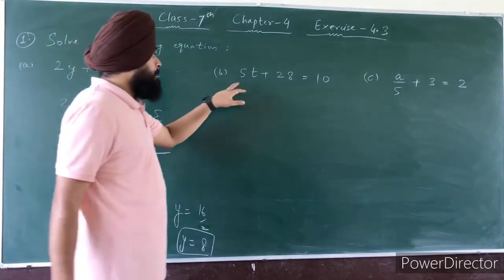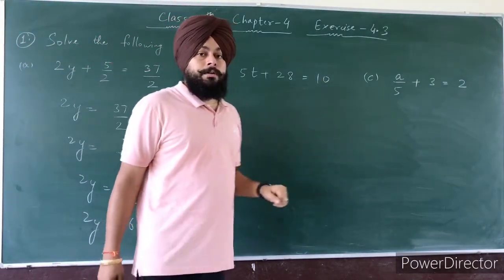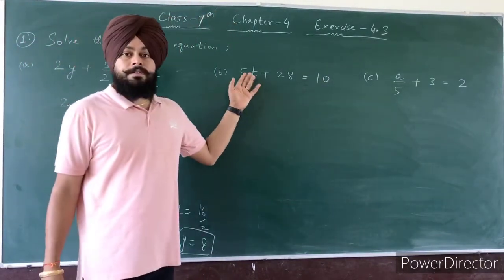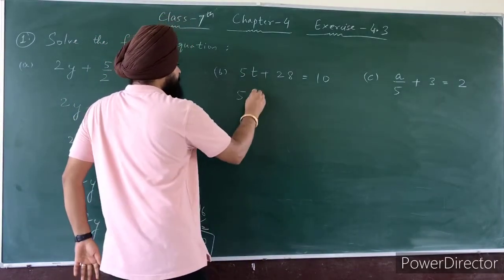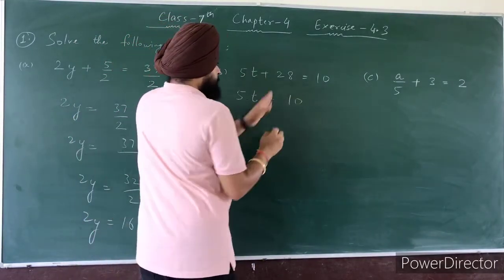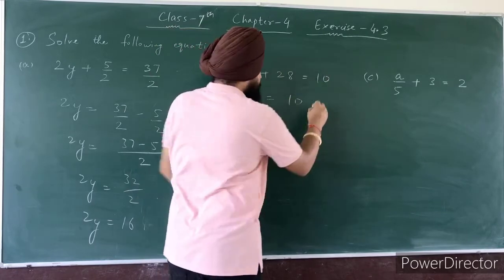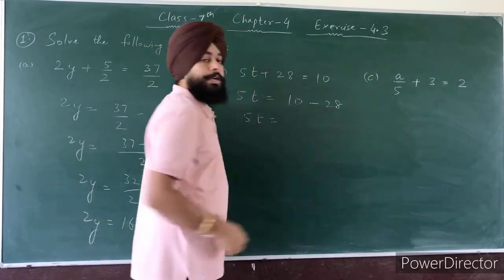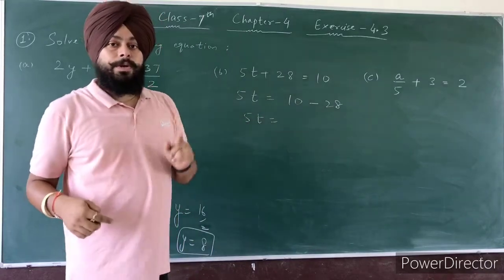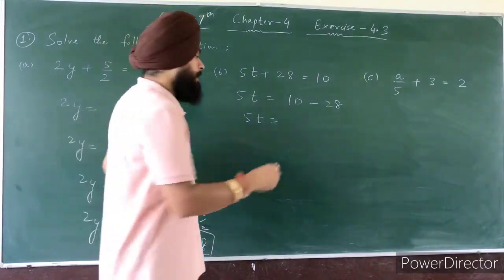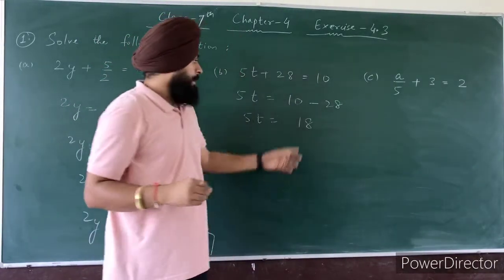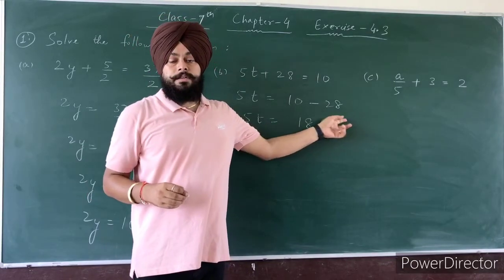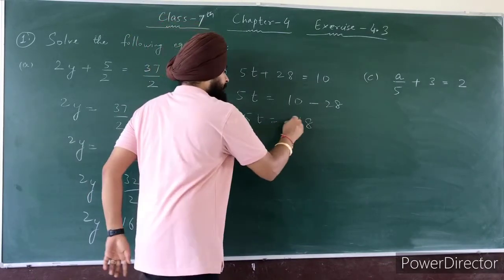The second B part is 5t plus 28 is equal to 10. So in this equation, the variable is t. So again separate the variables and the constants. So take this 28 on the right hand side, it becomes minus 28, and 10 minus 28. Now plus minus minus, 28 minus 10, it is 18. Which is greater, 10 or 28? 28 is greater than 10. So the sign is negative.